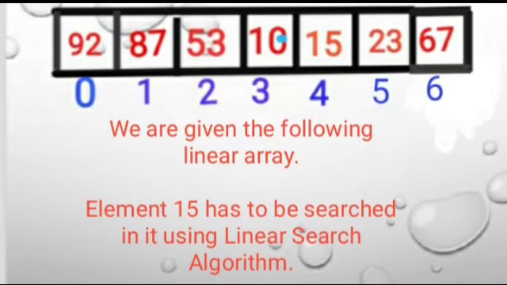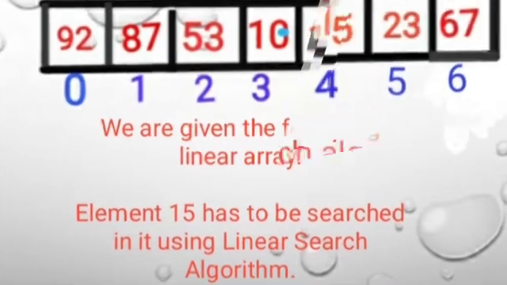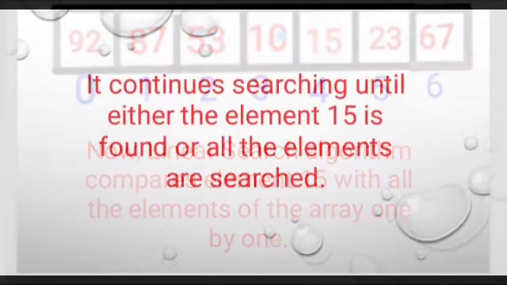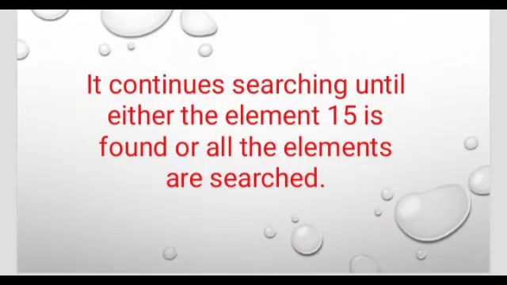We are given the linear array with the elements 92, 87, 53, 10, 15, 23 and 67. Element 15 has to be searched in it using linear search algorithm. Now, linear search algorithm compares the element 15 with all the elements of the array one by one. It continues searching until either the element 15 is found or all the elements are searched.